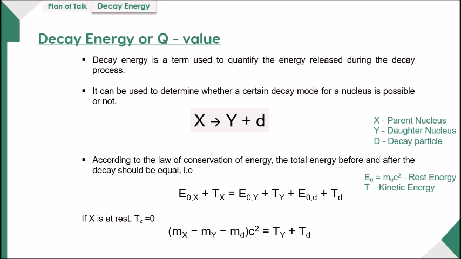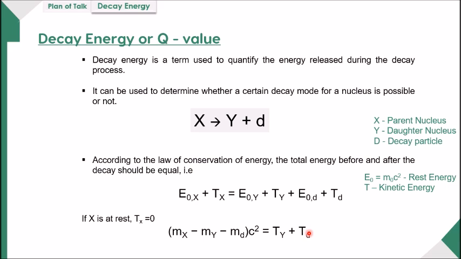So we assume that if X is at rest, that means the parent nucleus is at rest, then Tx is equal to 0. That is, the kinetic energy of the parent nucleus is 0. Then we can represent E0x as M0x c square, E0y as M0y c square, and E0d as M0d c square. Taking those all to the left side, we get the equation as we can see here: (M0x minus M0y minus M0d) c square equal to Ty plus Td.